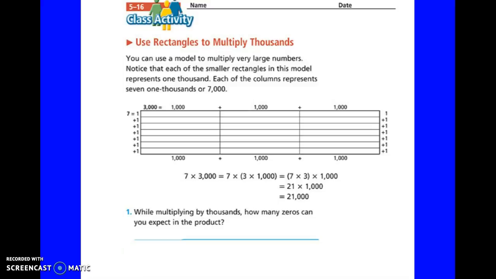The problem that we're looking at is 7 times 3,000. And you take a look here. What they did is they broke each column down into 1,000, and there's 3 columns because we're doing 3,000. And then they gave each row one of my ones, and I have 7 of them. So I've got 1, 2, 3, 4, 5, 6, 7. So in order to solve this, I would do 7 times 1,000, and I would end up with 7,000.